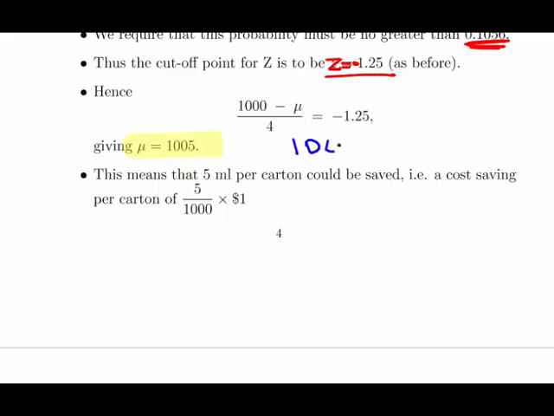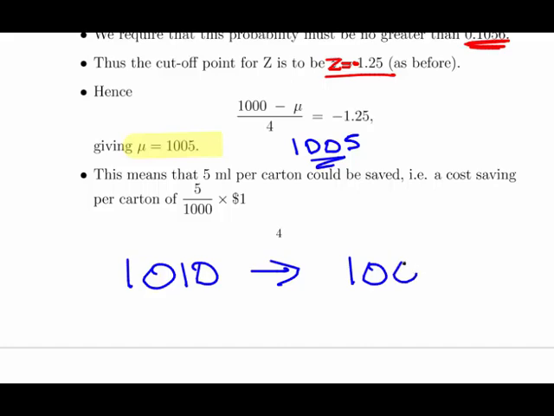So that's the new amount. This means that 5 milliliters per carton could be saved. So we're going down from 1010 to 1005. So a cost saving per carton of 5 over 1000. So it's 5 over 1000, which is just how much we save per the unit amount that we sell, which is per liter is $1.